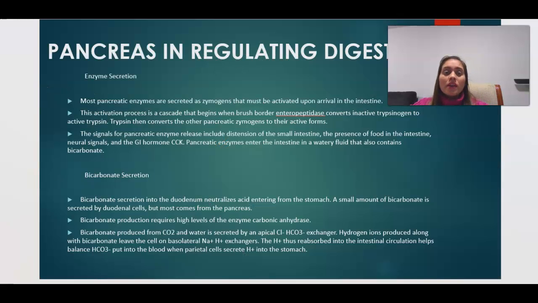Let's talk about the pancreas in regulating digestion. There are 2 main parts in the pancreas in regulating digestion. The first part is the enzyme secretion and the second part is the bicarbonate secretion.